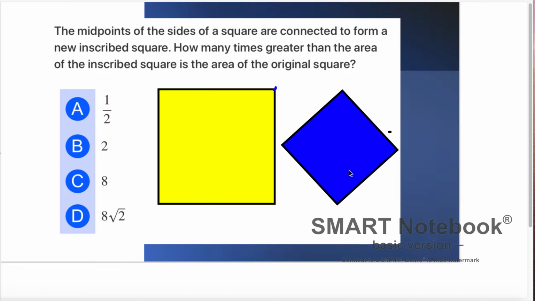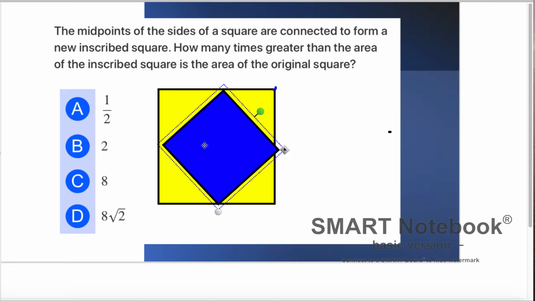So if we are looking here, this is, let's say, the original square, and at every midpoint here, we draw the inscribed square. So in every midpoint here, this here is a midpoint, here is another midpoint of the big square, and here is the midpoint of the original, or the greater square, and here is another midpoint.